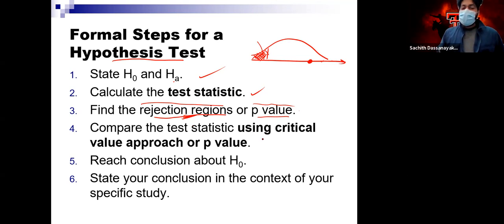Then finally, it doesn't matter which method you use, either the critical value approach or the p-value approach, you should be able to get the same answer. According to the existing information, you can use either one. Finally, you have to find the correct conclusion about H naught, not HA, about H naught. Finally, wrap up everything and give a conclusion.